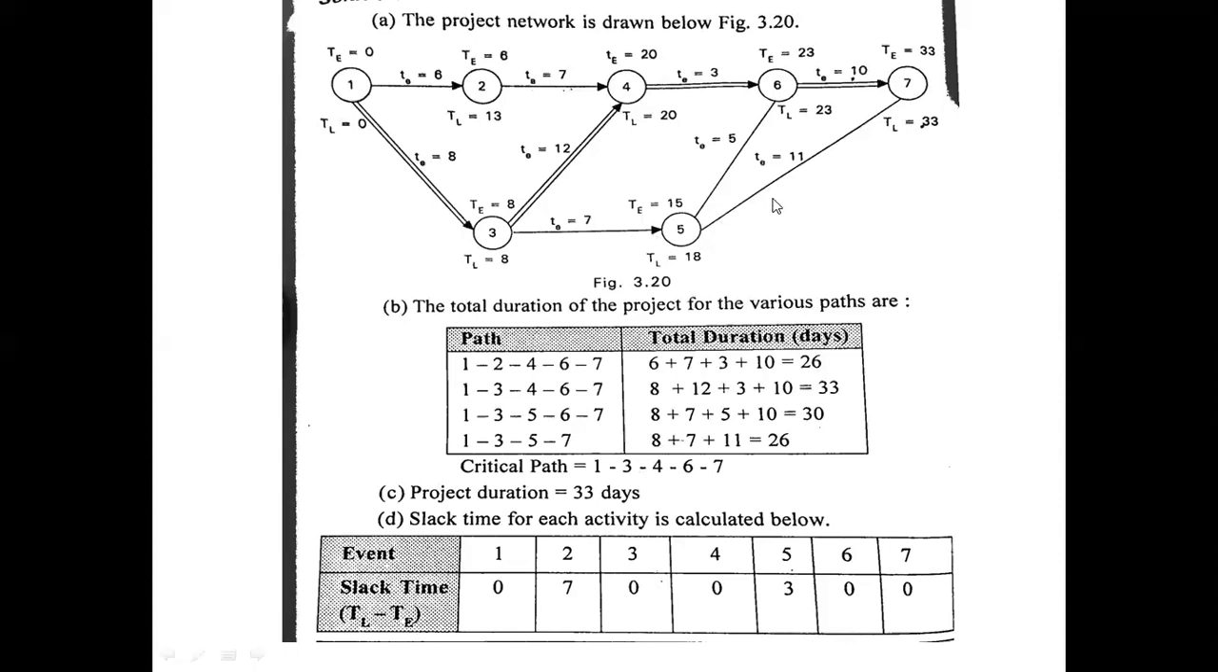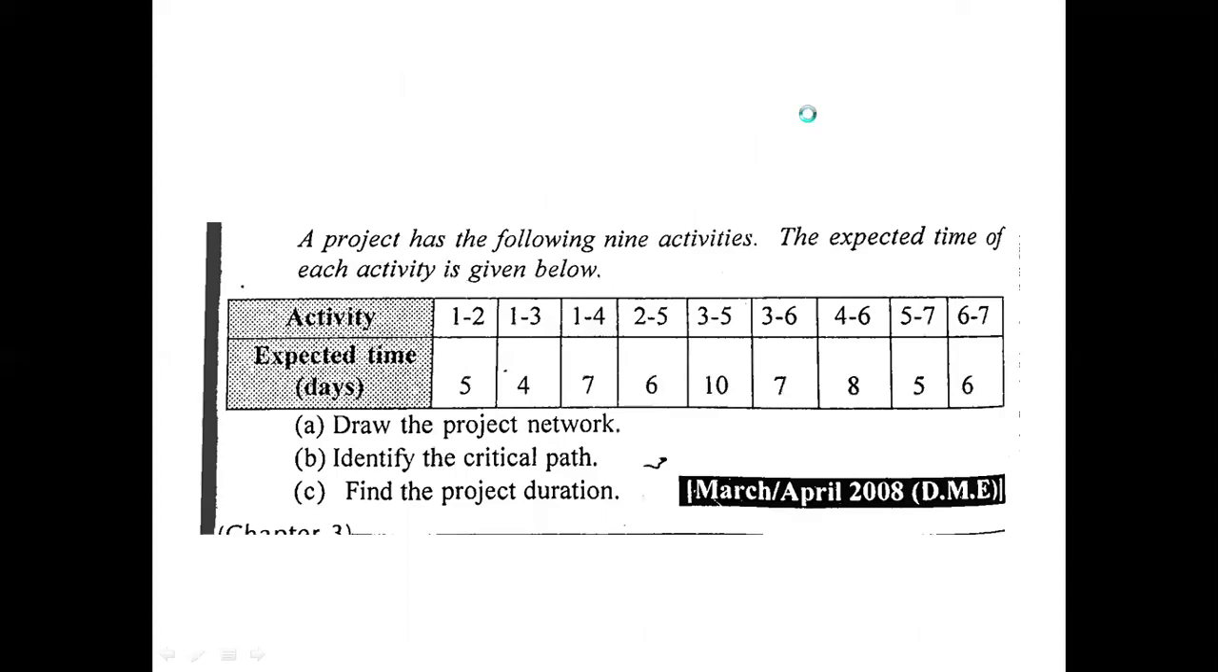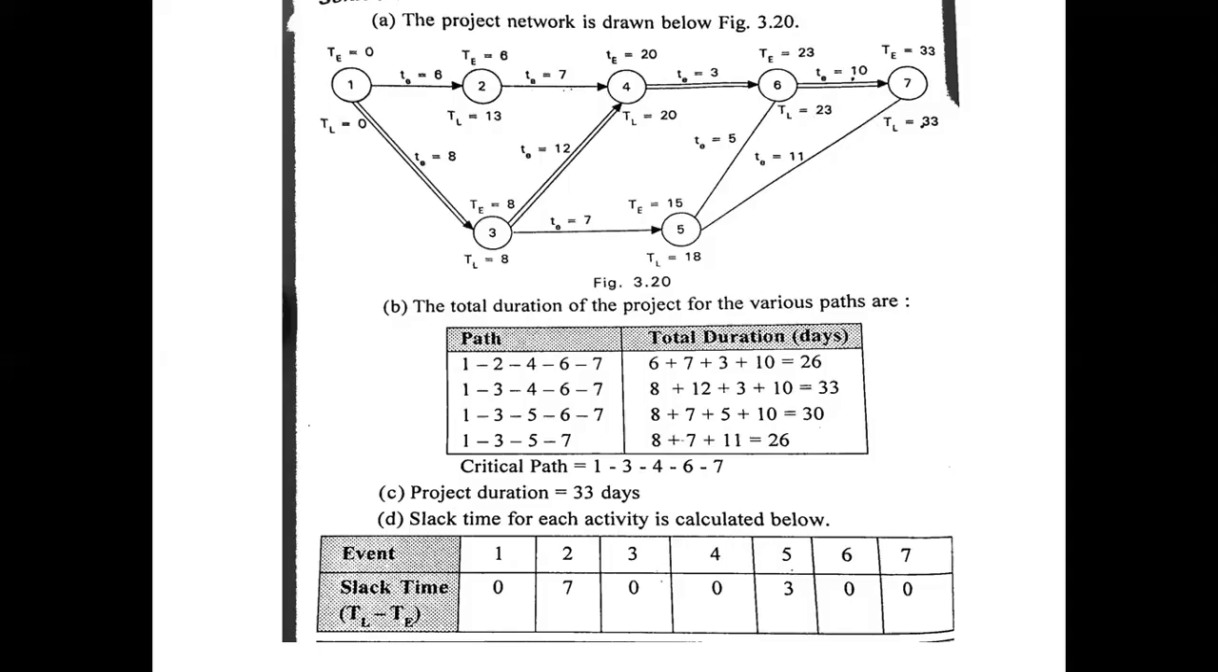See here, why is the latest finish time given here as 18? Let me tell you. From this we get 33 minus 11 is 22, and here 23 minus 5 is 18. So from this part you get 18, and from this part you get 22. In order to consider the latest finish time, we have to take the least. So 18 is the least. That's why for the fifth one, 18 is the latest finish time.